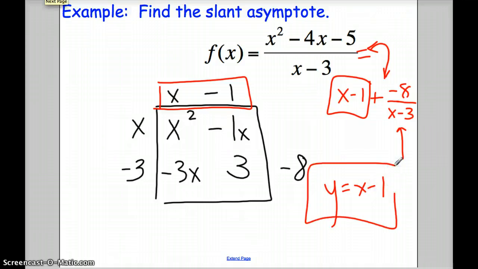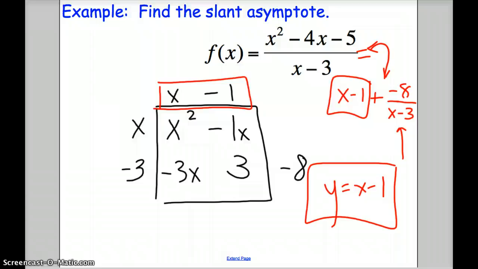So if I were to graph this function, I would start by graphing the line y equals x minus 1. And that would be one of the boundary lines. Now remember, you can cross an asymptote, but what we're saying is when it goes off to infinity, it's going to get extremely close to this line and practically mirror it, going parallel and getting closer and closer as x gets bigger. So let's take a moment and try to graph this.